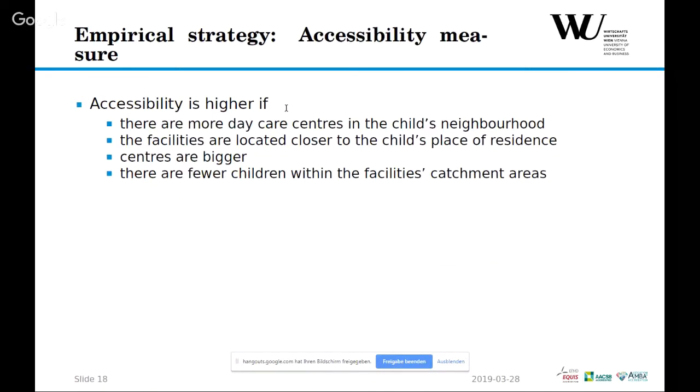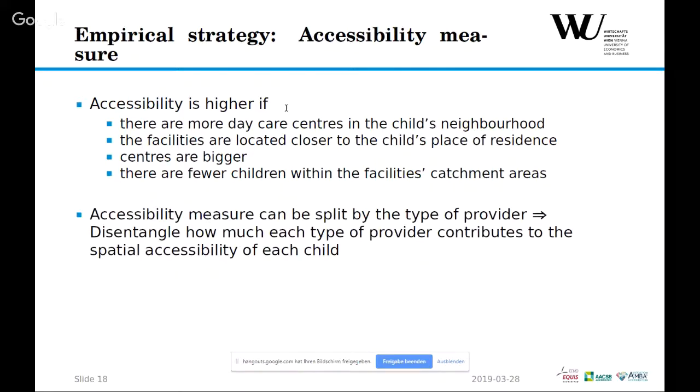Summing up, the accessibility is higher if there are more daycare centers in the child's neighborhood, if facilities are located closer to the child's place of residence, if centers are bigger, or if fewer children live within the facility's catchment area. The accessibility measure can be split by the type of providers so that we can disentangle how much each type of provider contributes to the spatial accessibility of each child.